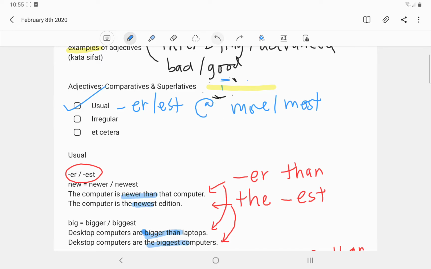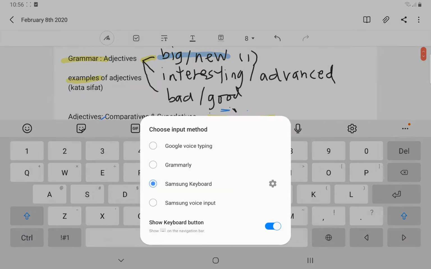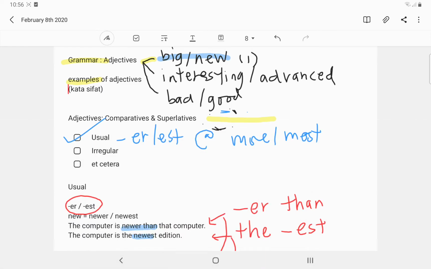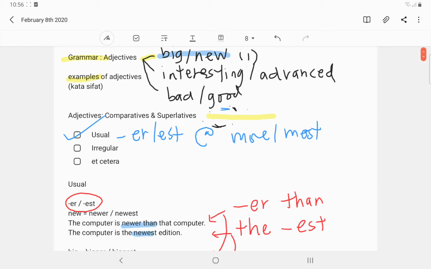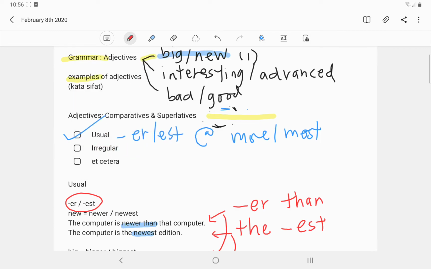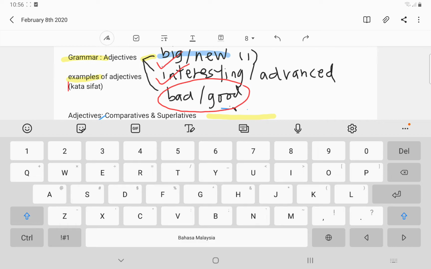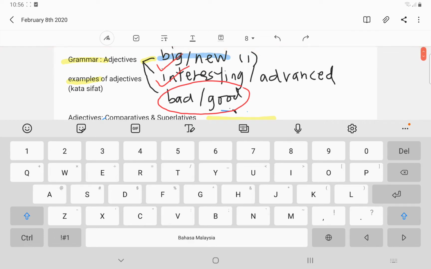Sorry. I want to. So irregular. What's wrong? Just go down. So we're going to look at the irregular. So yang ini kita dah cover. The first group ni kita dah cover. Yang ni pun kita dah cover. So sekarang kita dah tengok yang ini. Okay. So sorry. Sorry, got stuck.